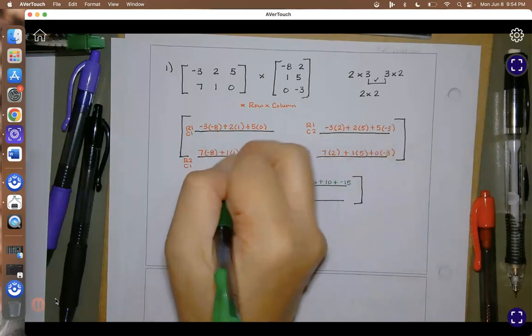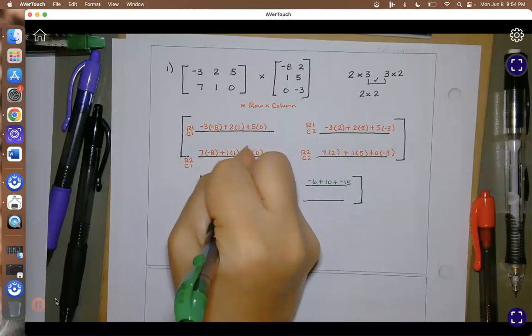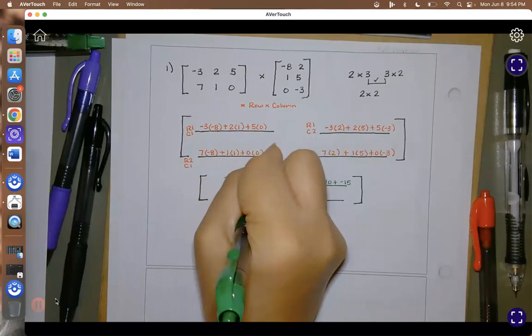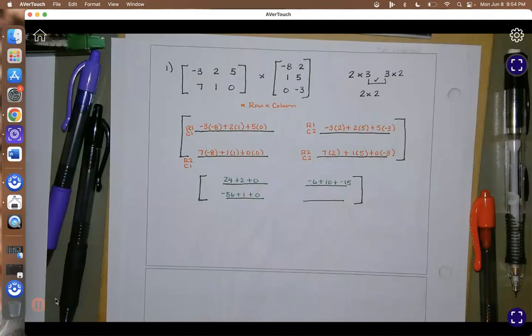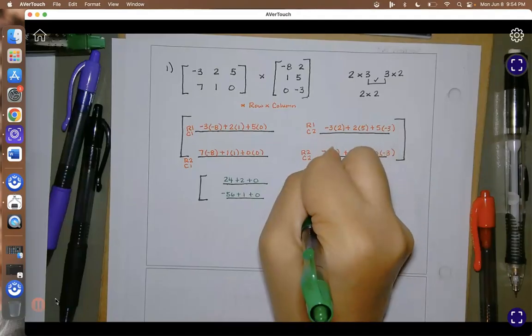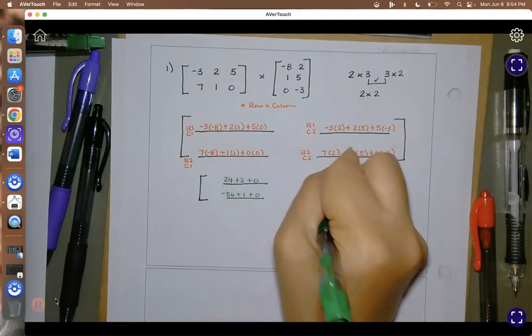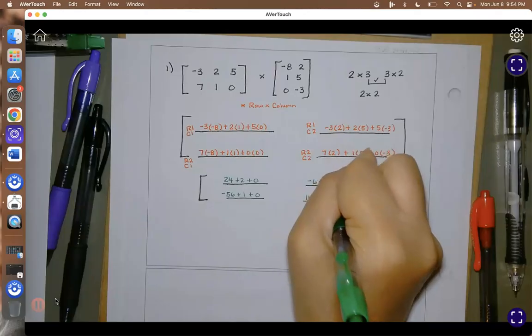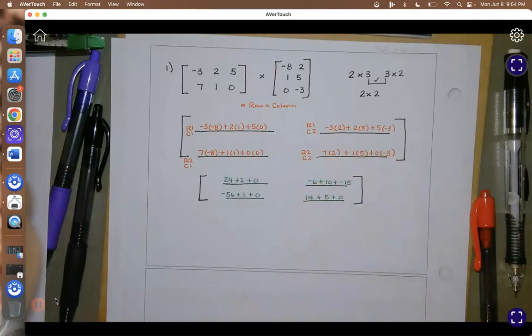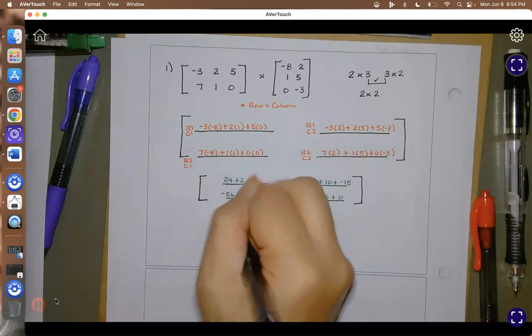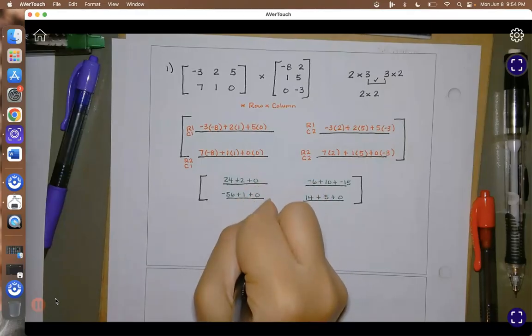All right, -56 plus 1 plus 0. 14 plus 5 plus 0. All right, so we're ready to come down here and get our final answer.